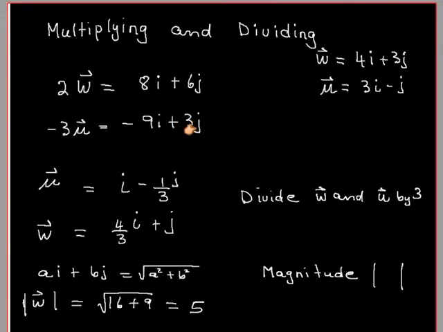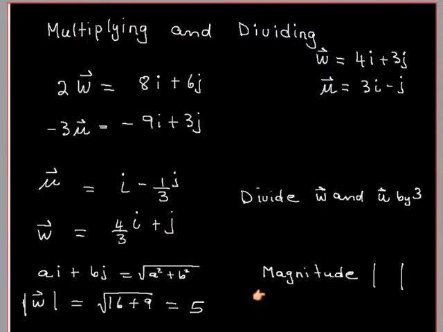You can also divide the vectors. Let's divide vector w and vector u by 3. Vector u divided by 3 will give you i minus 1/3 j. Vector w divided by 3 will give you 4/3 i plus j. 4 divided by 3 plus 3 divided by 3 gives you 1.